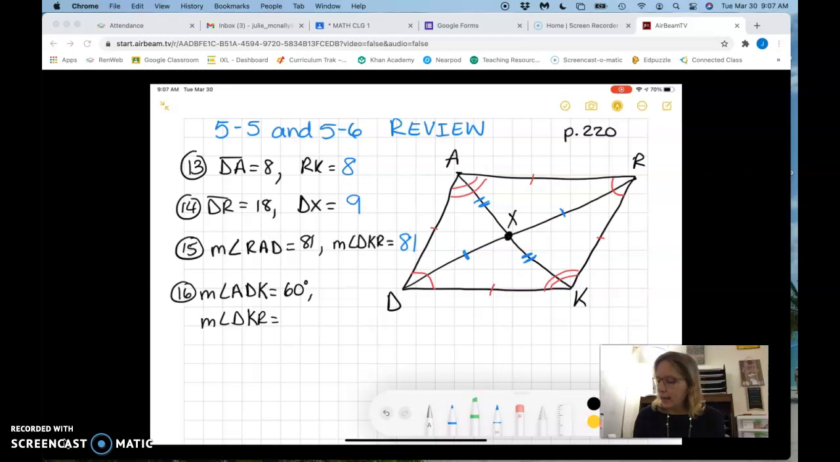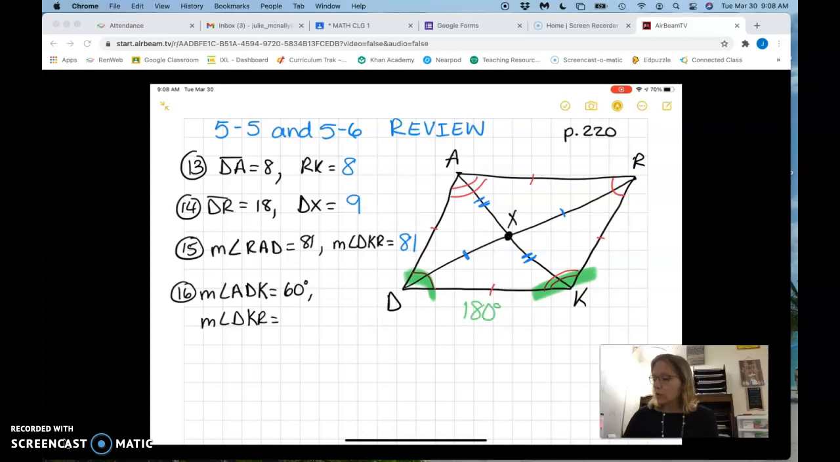So it says ADK is 60. So how much is DKR? Okay, so now we're talking about two different kinds of angles. These are not opposite each other, so they're not the same. They're next to each other. So one rule about angles that are next to each other in a parallelogram is that they equal 180 degrees. Consecutive angles equal 180. Remember, the whole thing equals 360. But I'm going to use this information because it's easier.